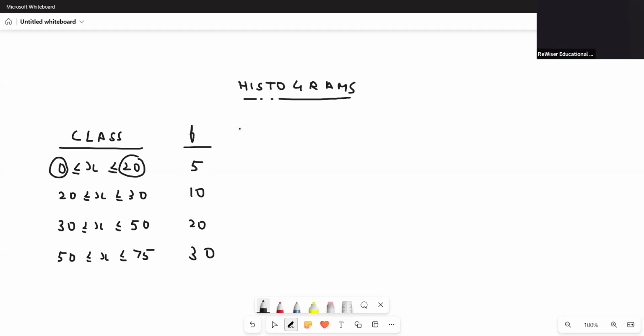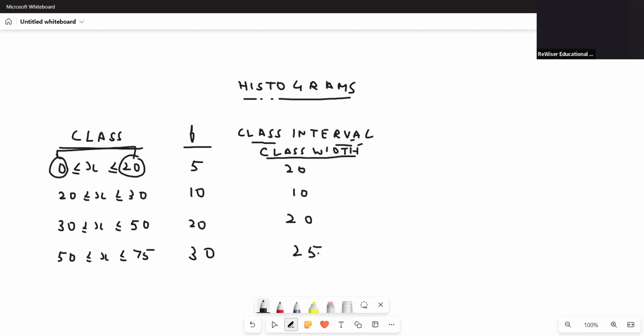The first thing that we have to calculate is called class interval. The class interval is even known as class width. Both of them are the same, and these terms in the case of a histogram are the same. So we do upper boundary minus lower boundary. That's 20 minus 0, so that's 20. 30 minus 20, that's 10. 50 minus 30, that's 20. And 75 minus 50, so that's 25.